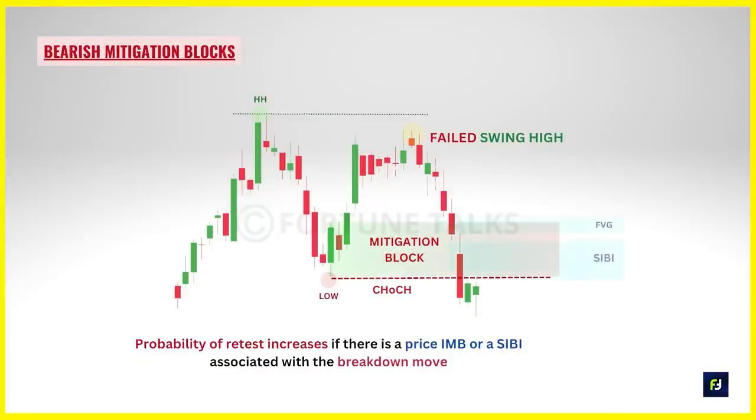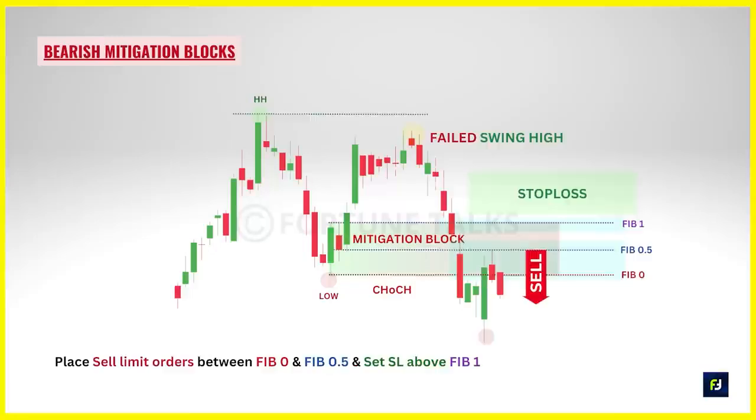If there is a price imbalance or a SIBI associated with the breakdown move, then the probability of price returning back to our mitigation block increases because the price will try to fill the inefficiency. For trade entries, use Fib 0 and Fib 0.5 levels to place sell limit orders. You can set the stop loss above the mitigation block or even above the Fib 1 level.